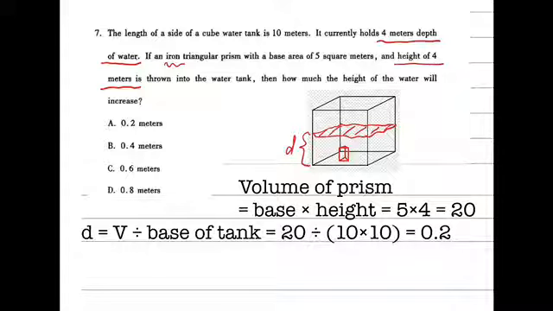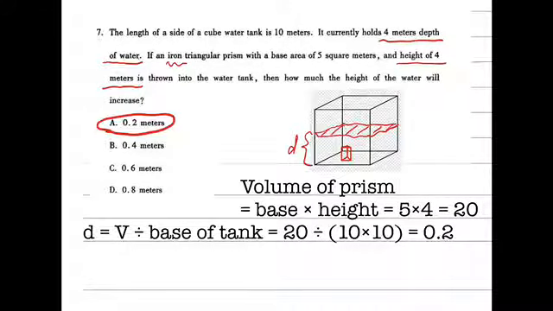So first we can solve the volume of the prism, which is 5 times 4, base times height, equals 20. And how much higher will the water in the tank increase? Well, it is the same thing. This time, the height of the water increased equals the volume of the prism, which is also the volume of water increased, divided by the base, which in this case is a square. So 20 divided by 10 times 10 equals 0.2. Answer A is correct.